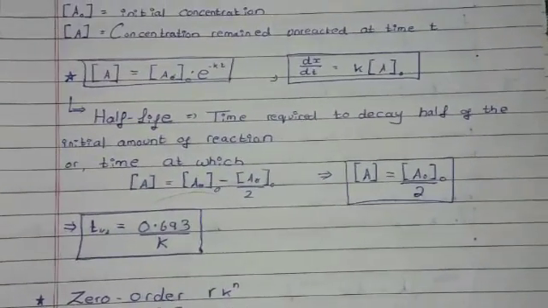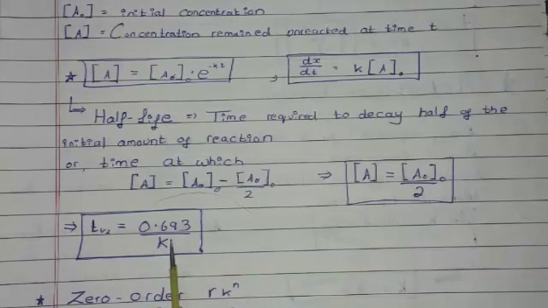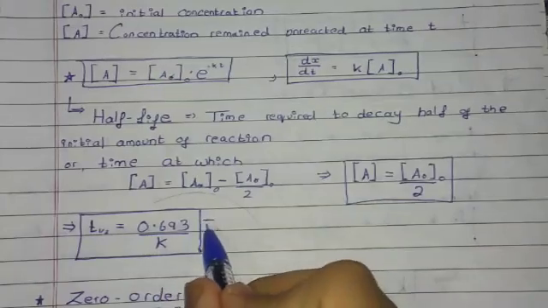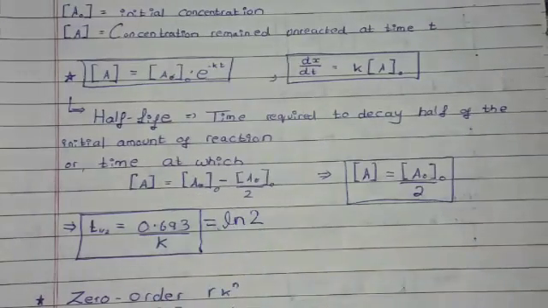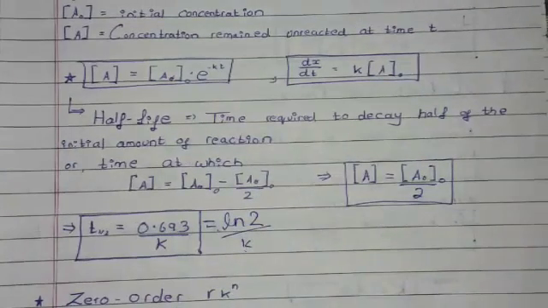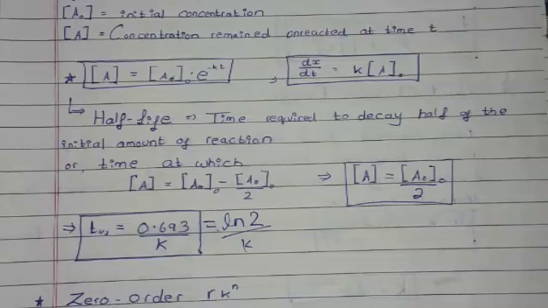Now we know half-life equals 0.693 upon k, where k is the rate constant. A very important formula, right? 0.693 is nothing but ln of 2, so half-life is ln 2 upon k, since 0.693 is the value of ln of 2.